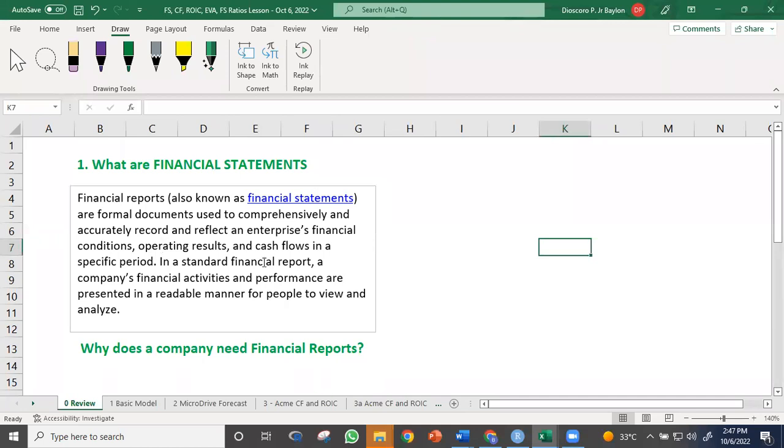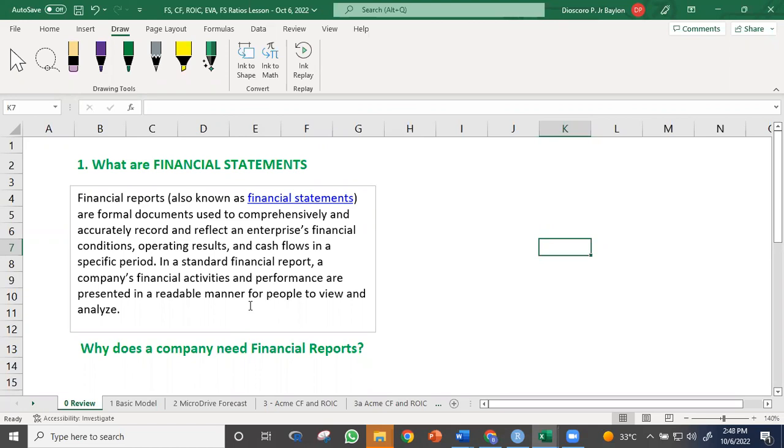In a standard financial report, a company's financial activities and performance are presented in a readable manner. So it's not something esoteric, not something that only a few can understand. It's supposed to be generalizable as much as possible, so that any user will be able to view it, understand it, and analyze it. Okay, so why do companies need financial reports?